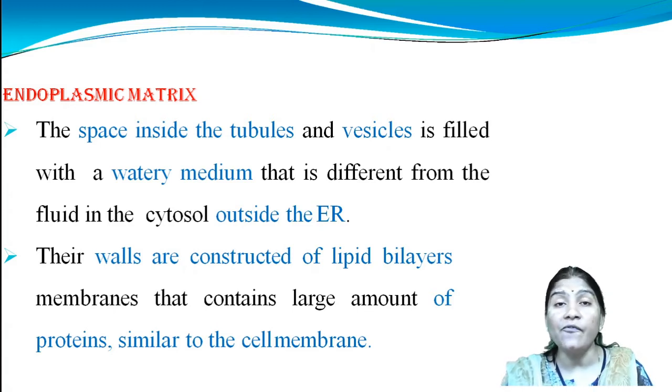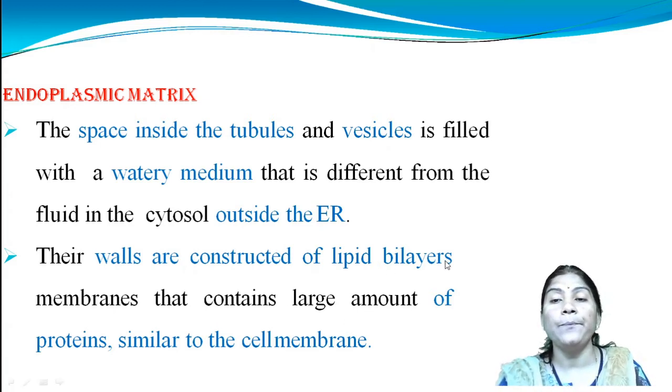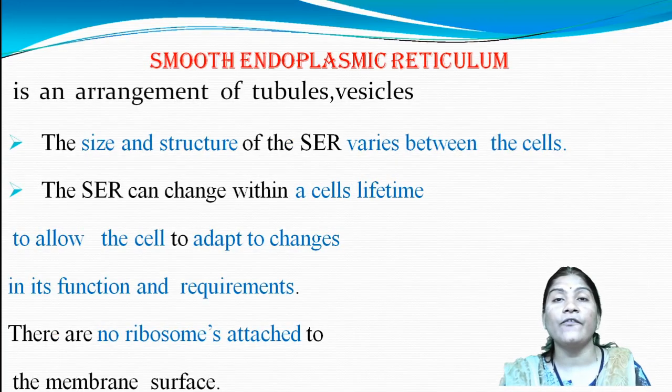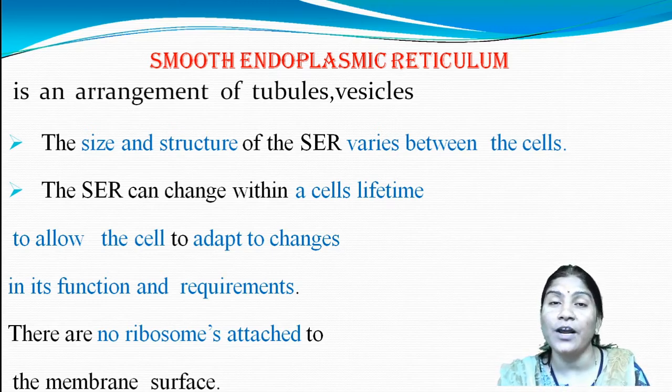Their walls are always constructed of lipid bilayer membranes that contain a large amount of proteins, which are similar to the cell membrane. Means all of the endoplasmic reticulum is constructed by lipid bilayer membranes that contain a large amount of proteins which are similar to the cell membrane, or we say the plasma membrane. So, next to this is the smooth endoplasmic reticulum.